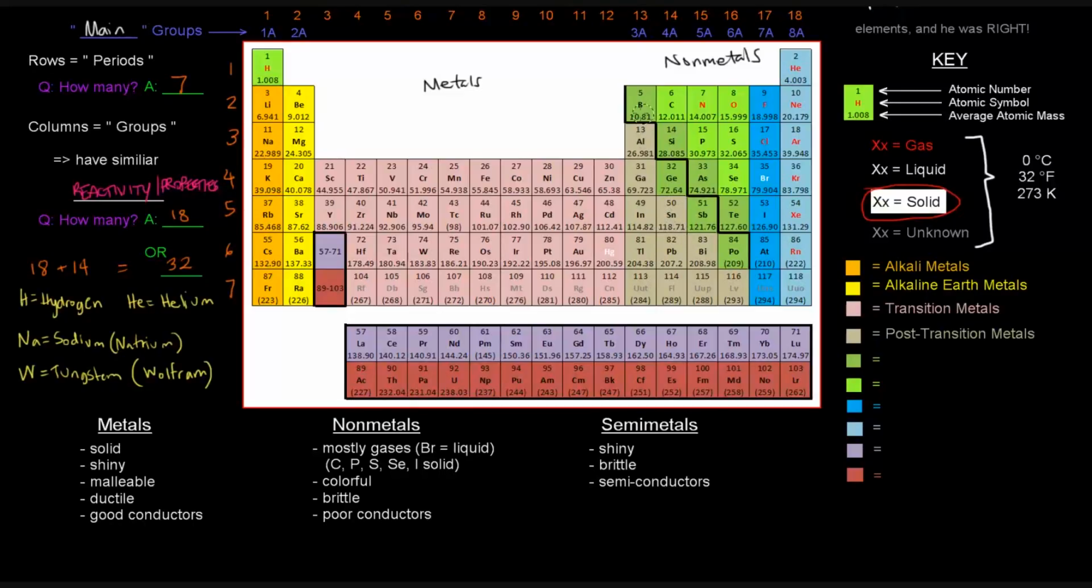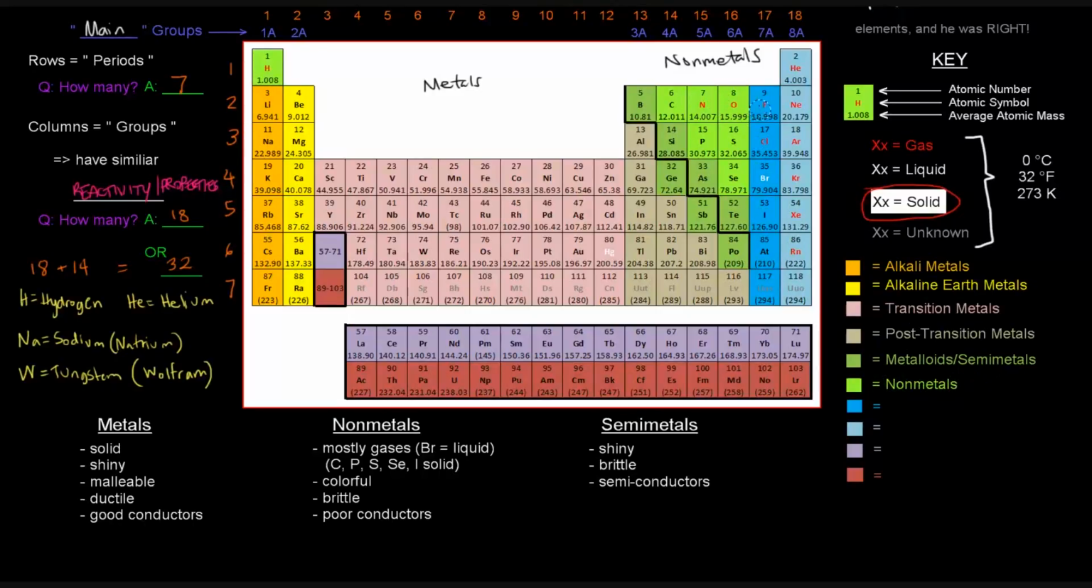This dark green here, along this staircase, these elements are called the semimetals or metalloids. The reason is because they're at that border between the metals and the nonmetals, and these elements can sometimes have traits of metals and some traits of nonmetals. Of course, the things to the right of that are the nonmetals. Things in the green are nonmetals.